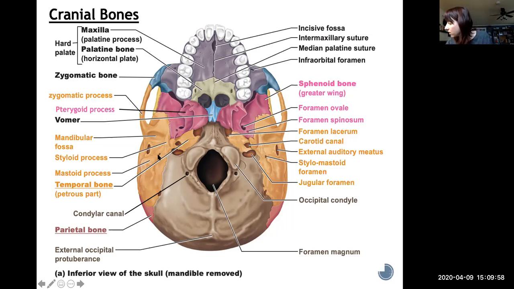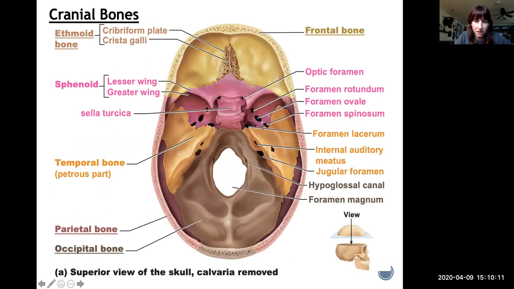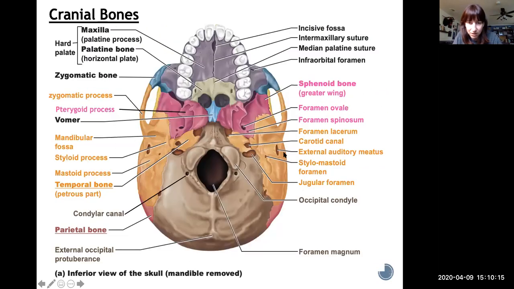Okay, so carotid canal, jugular foramen we haven't seen yet, stylomastoid foramen, mandibular fossa. So let's see if we can see some of those other things from a superior view. Okay. So you couldn't see it from an inferior view. Could we? Oh, no, we could.